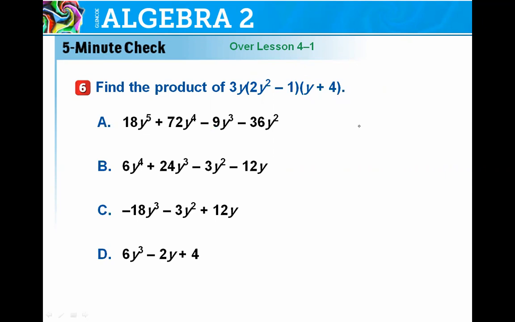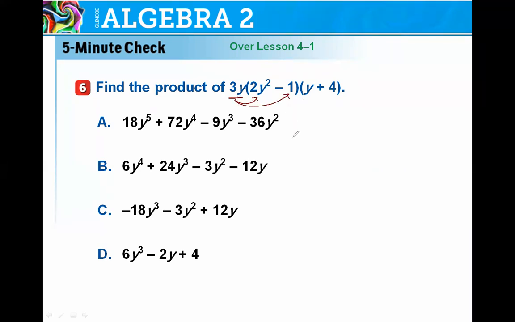Can I answer, Mister? Okay, Yahya, welcome. Read the problem first, please. Find the product of 3y times the bracket 2y squared minus 1, multiplied by y plus 4. What shall we do? First, we distribute 3y, using the distributive property among the terms in the first bracket.